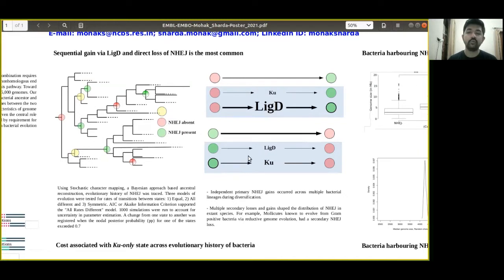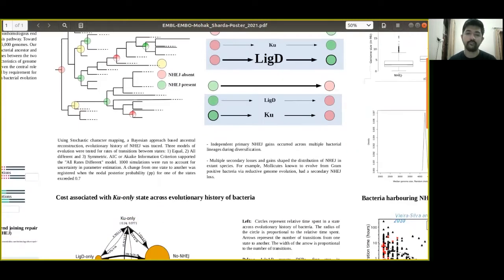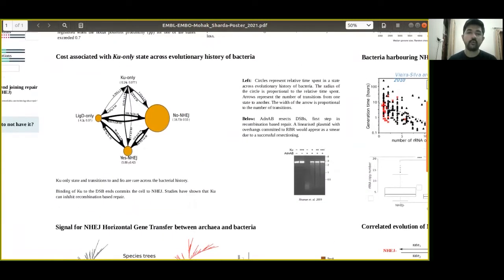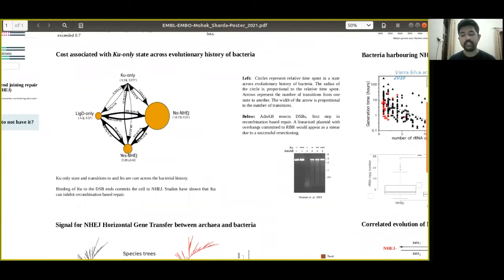In the reverse direction, the most common kind of loss was a direct loss, where both the proteins were lost at the same step to give an NHEJ-deficient organism. Another way of asking the same question is: what is the least likely path taken during the evolutionary history? What we find is that the least amount of time was spent in the Ku-only state, and the transitions to and from the Ku-only state were also the rarest.